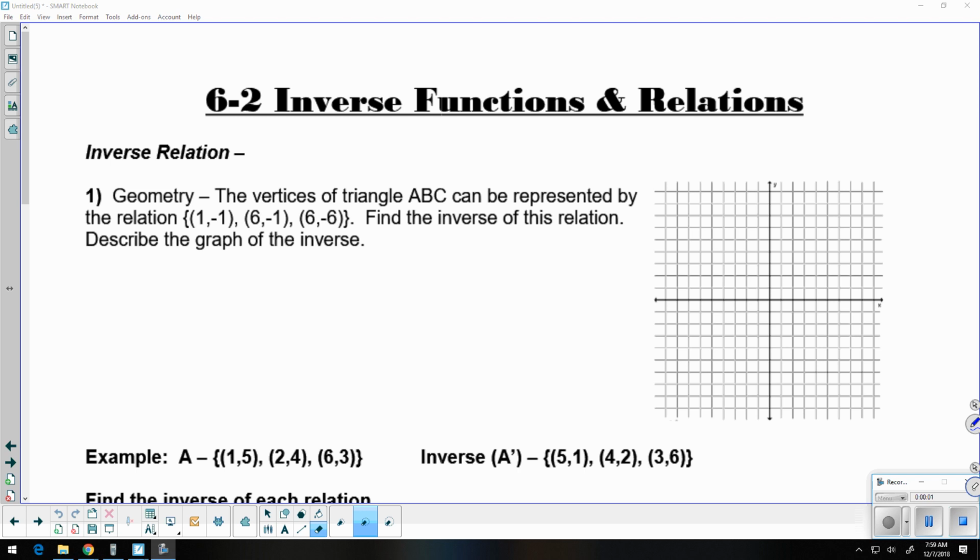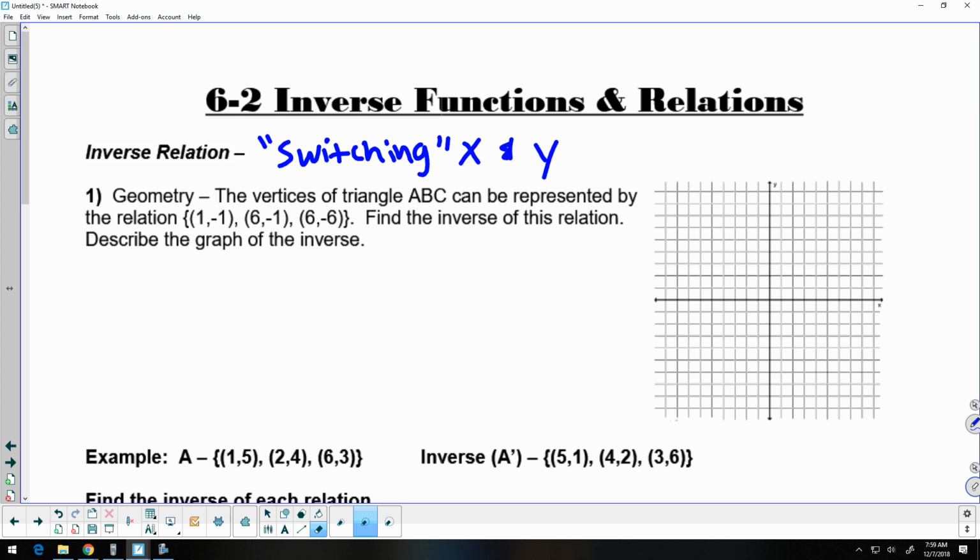All right, ladies and gentlemen, so our next section in chapter 6 talks about inverse functions and relations. The whole topic is all about what an inverse is. If you want to find the inverse relation, it's just a matter of switching x and y. That's all you have to do to find the inverse relation.